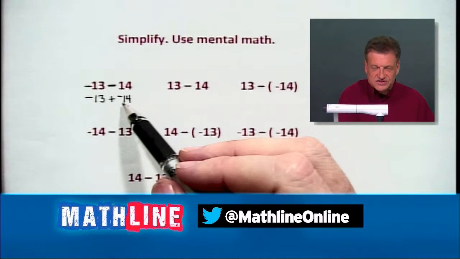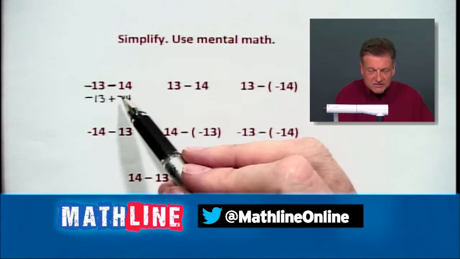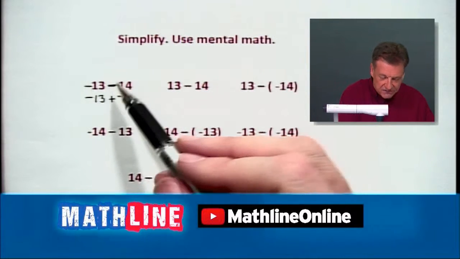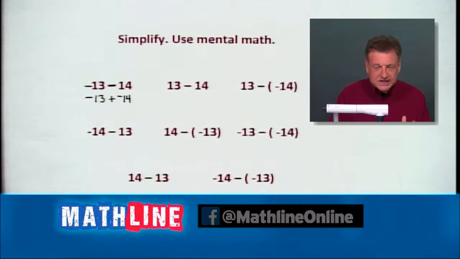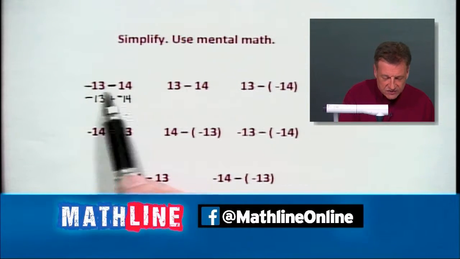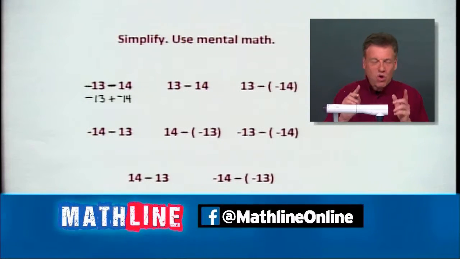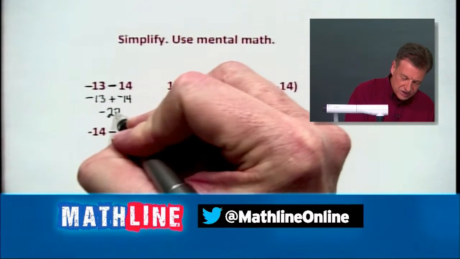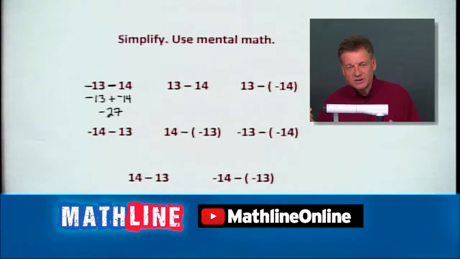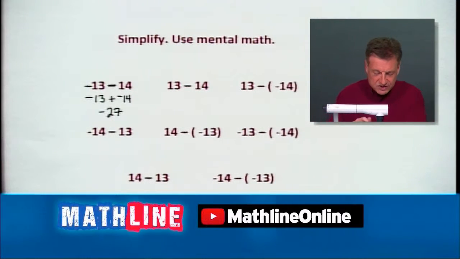Save yourself this step. You're still pointing out, I've got two negatives. I've got a minus 13, I've got a minus 14. I've got a negative 13, I've got a negative 14. We're just putting a subtraction sign in between the negative 13 and the 14. They work the same way. What do you get? You got it, negative 27. Very straightforward, all right?